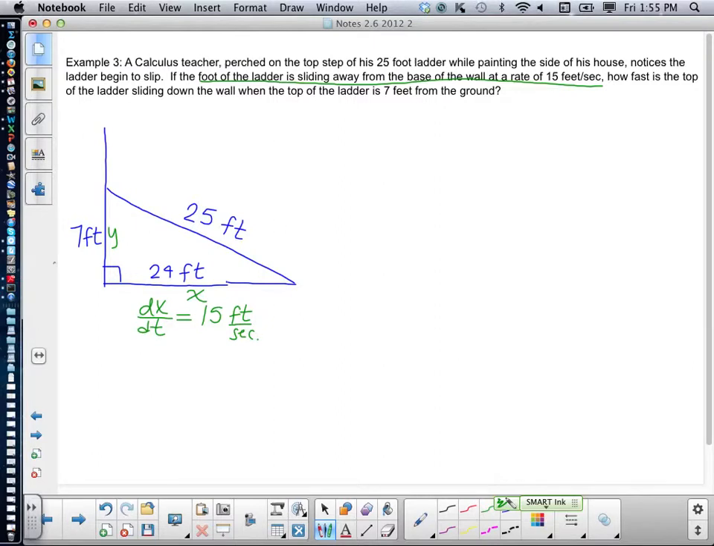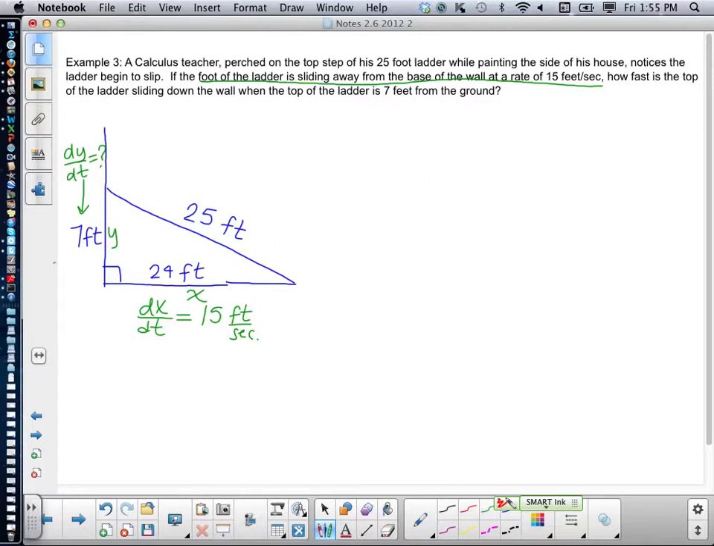And then we want to know how fast is the top of the ladder sliding down the wall. So what would I call that rate? Awesome. Okay, so dy/dt, and that's something I don't know. Okay, is that pretty much everything with rates? Okay, so now we have diagram, rate, equation. What equation do we use? Pythagorean formula, right? Pythagorean identity.